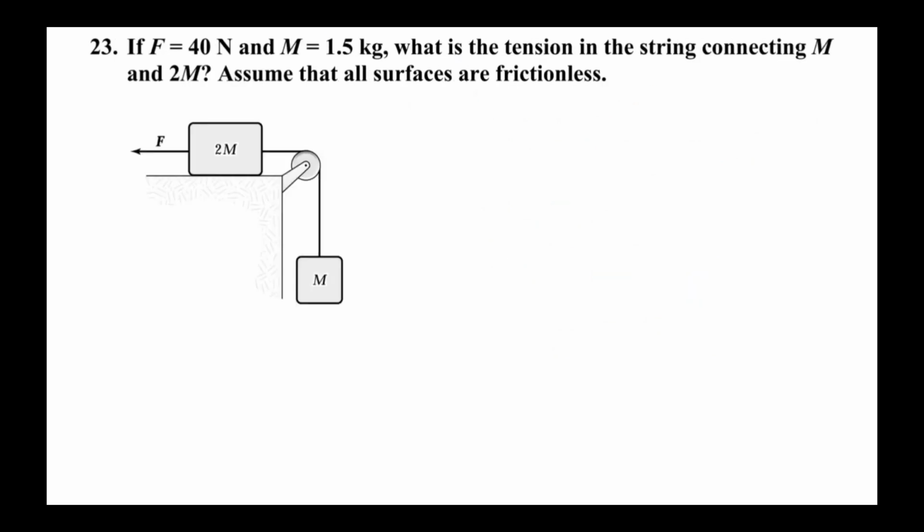If F equals 40 newtons and M equals 1.5 kilograms, what is the tension in the string connecting M and 2M, assuming that all surfaces are frictionless? Now, in this situation the system is moving with acceleration A in this direction. Here we have the free body diagram. We have mg, and we have tension, and we also have tension in this one here. Now, the sum of all forces equals MA, so tension minus mg equals MA.